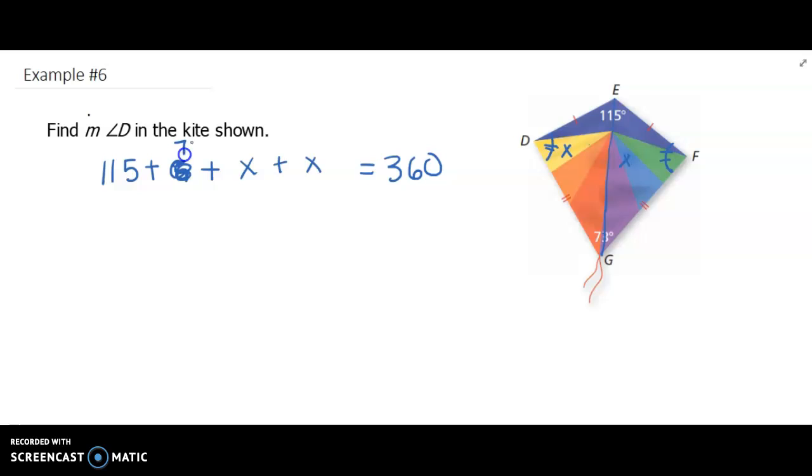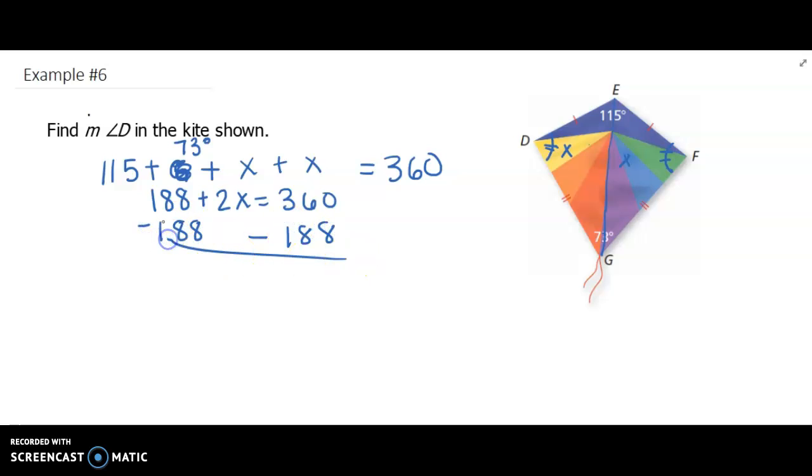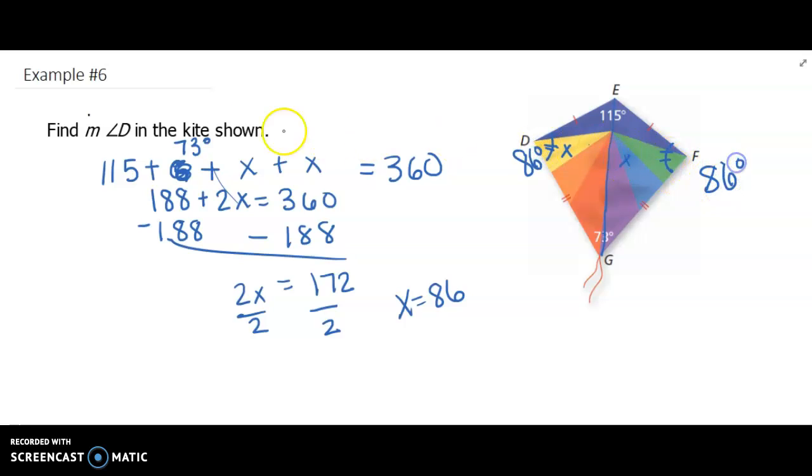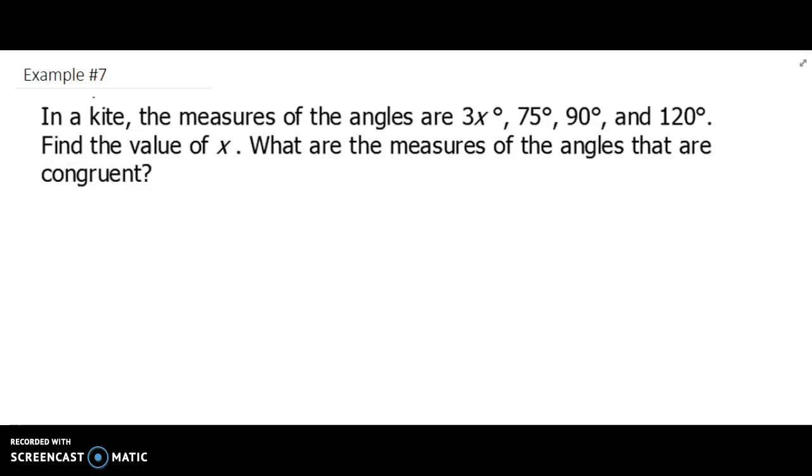Sorry, angle G is 73 degrees. So if I clean this up a little bit, I get 188 plus 2x equals 360. If I subtract 188 from both sides, I get 172. And then divide by 2. I get x equals 86. So this would be 86 degrees, and this would also be 86 degrees. All right, go ahead and try to do example 7 on your own, and then we'll go over it.